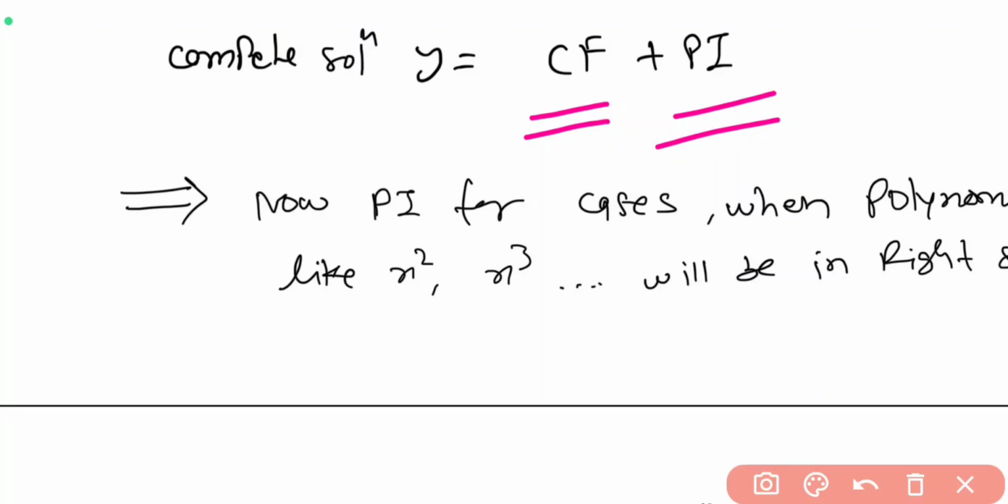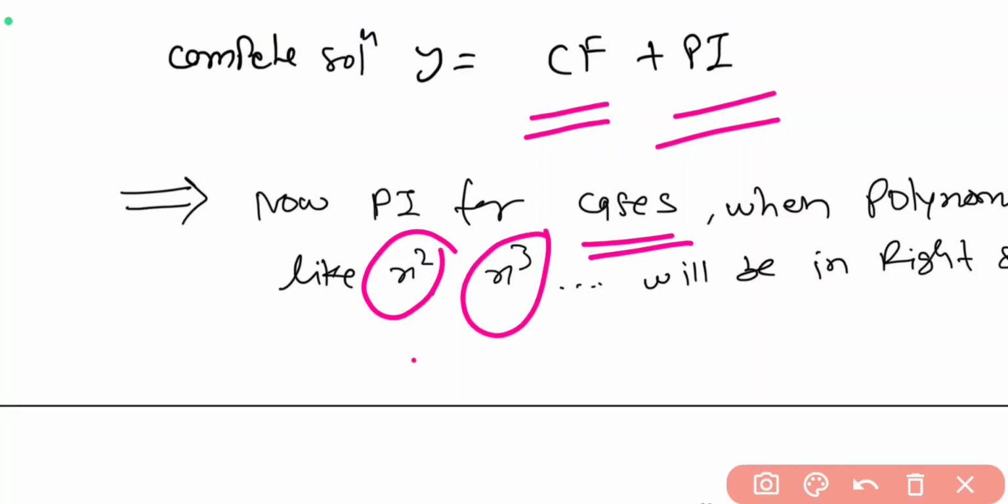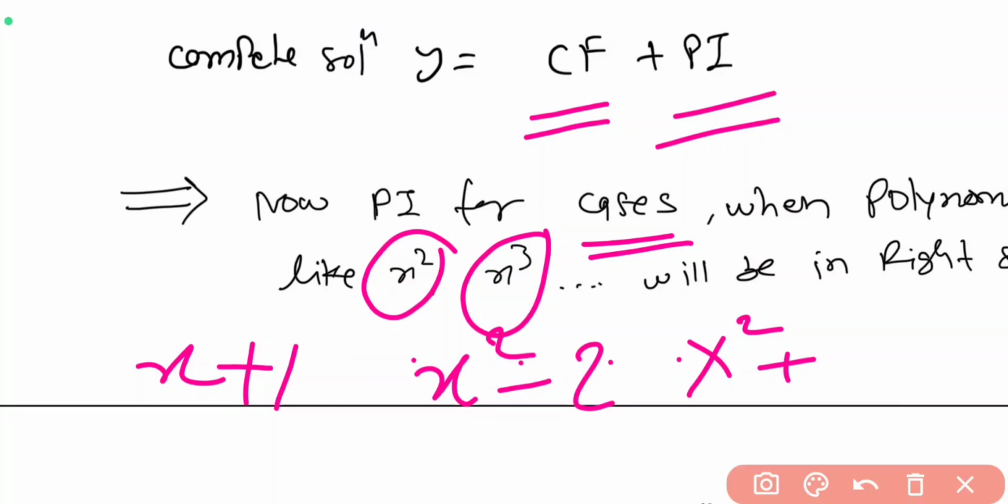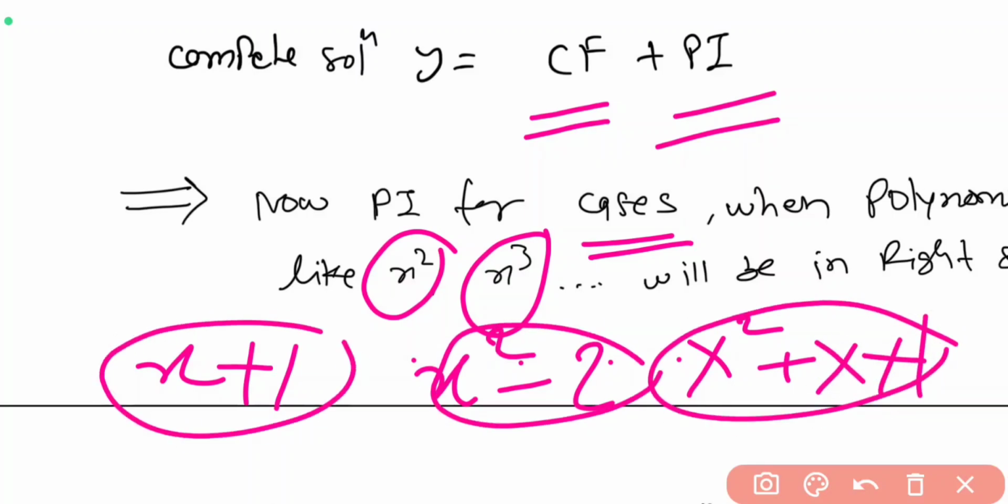That's all. Now we have to find PI for those cases where x square, x cube, that is, polynomial type of things, are coming on the right side. For example, x plus 1 will come on the right side. For example, x square minus 2. For example, x square plus x plus 1. So in these kinds of polynomial cases, how do we handle the situation?